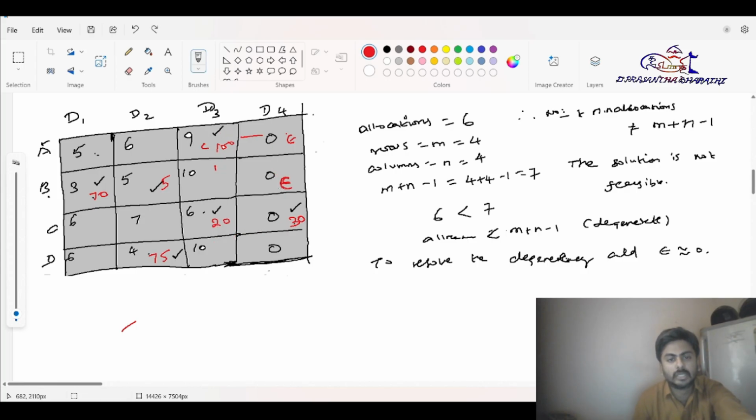So I am putting the epsilon here. If I put epsilon here, what will happen? Here the closed loop will not form, because there is no allocation here, right? So the closed loop will not form. Okay, so that can be avoided. Your choice of placement of epsilon should be like that.